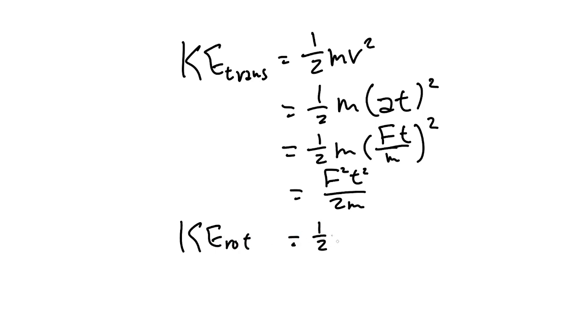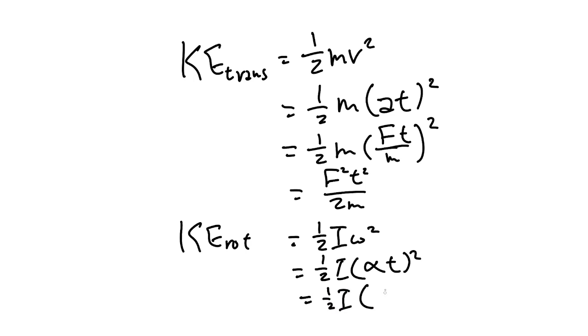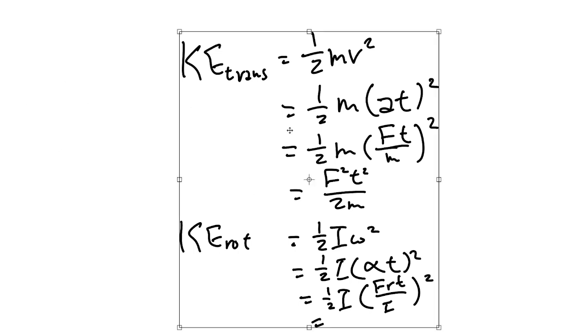Rotational energy is going to be 1 over 2 I omega squared. And we can basically use the same technique, where we have 1 over 2 times I times our angular acceleration times t squared, which is equal to 1 over 2 times I times, remember we have torque equals I alpha. So now we can say that this is our torque. Oh yeah, and also torque is equal to our force times our radius. So we can say that this is going to be F R T over I, squared. I'm going to move this just a little bit so it's easier to see.